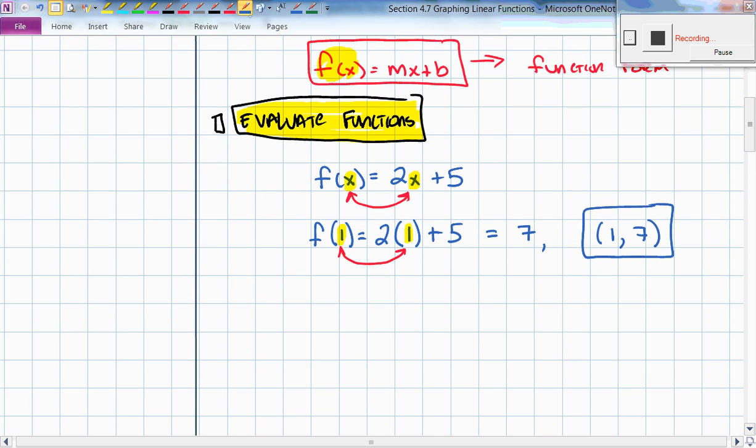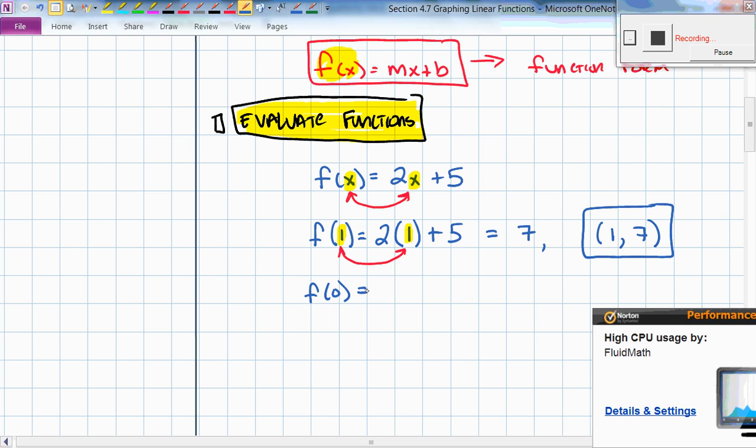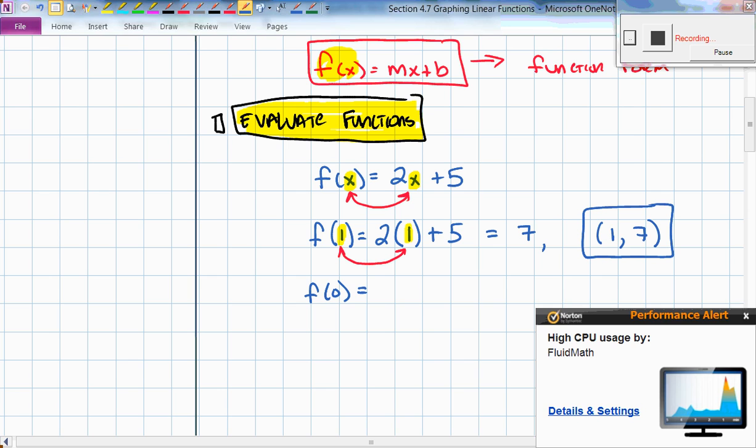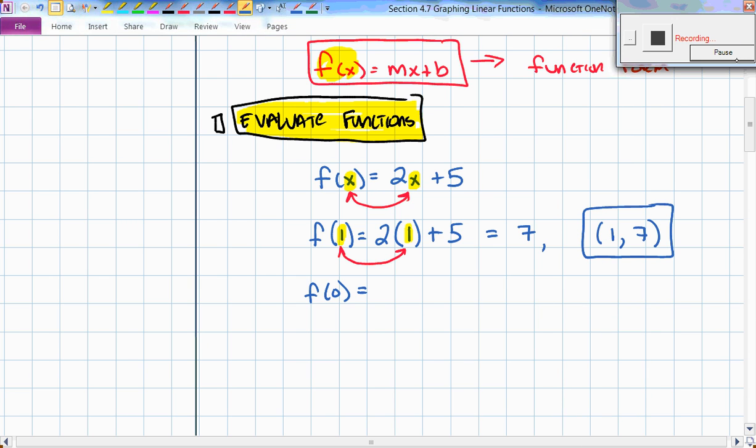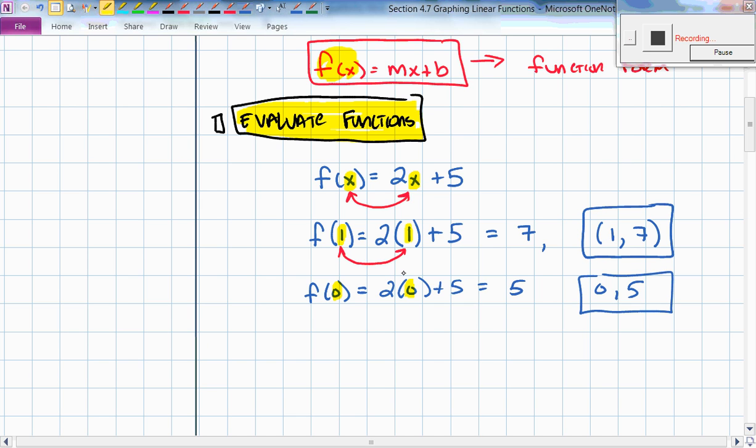All right, let's try this one. What is f of 0? Go ahead and evaluate f of 0. Okay, so when you plug in a 0, what do you get, Rodney? What'd you come up with? He got 0,5 as an answer. Can you show me or tell me what you did to get that? Yeah, so that should give you 2 times 0 is 0 plus 5 is 5, right? So again, whatever we put here, you have to put here. Okay, we'll do one more.